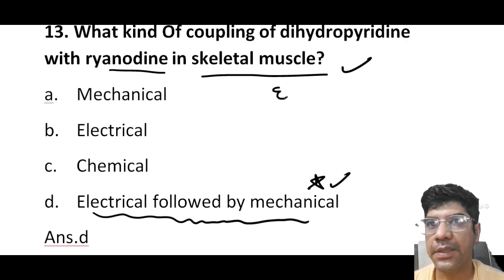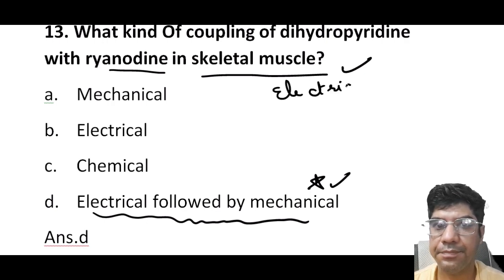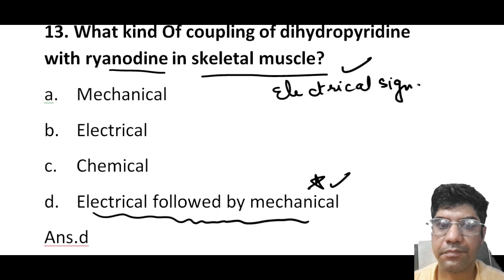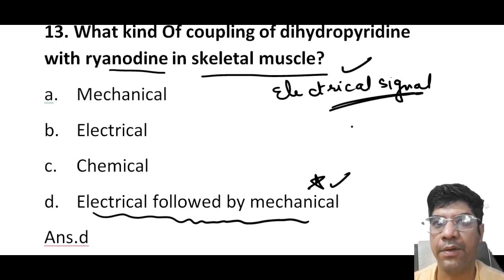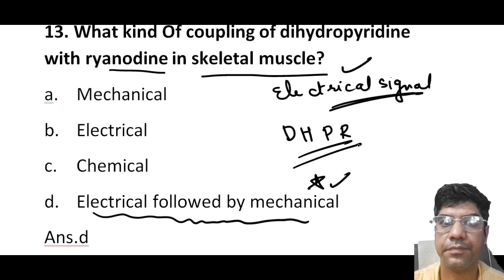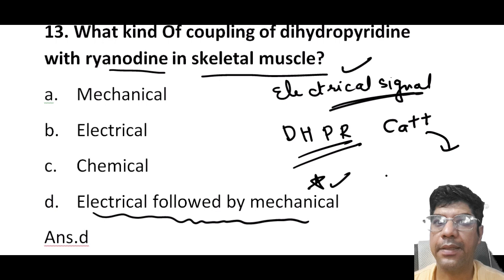So the electrical signals: when an electrical signal such as a nerve impulse reaches the skeletal muscle, it triggers the opening of the dihydropyridine receptor channels. The opening of dihydropyridine channels allows calcium ions to enter the muscle from the extracellular space.